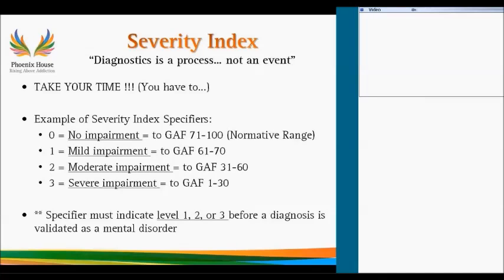This is not to say that this is something that exists separately. In the DSM-4, as you know, GAF scores were listed on one page. These mild, moderate, severe, and in some cases extreme impairment levels are listed at the end of each disorder as they apply to the diagnosis of each disorder. So just as a global assessment, for lack of a better word, the specifier must indicate at least a level of mild impairment before a diagnosis is validated as a mental disorder.